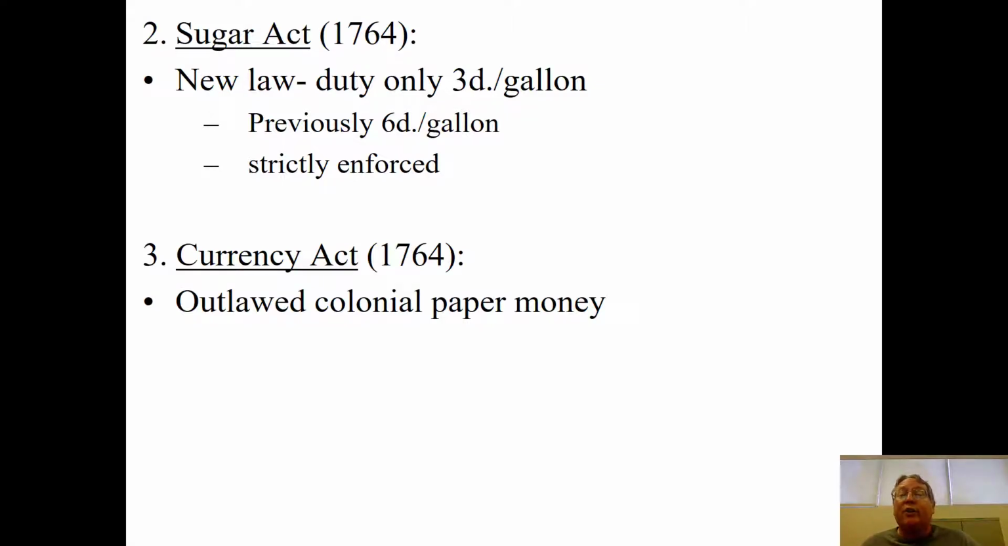So the British government says, you know, you're right. Let's make this paper money worthless, outlaw it. They have to take out credit or pay in gold and silver.